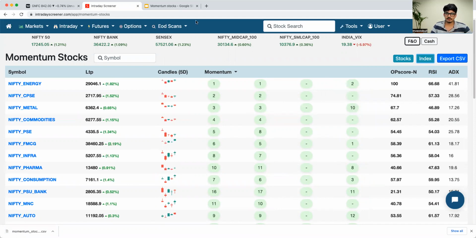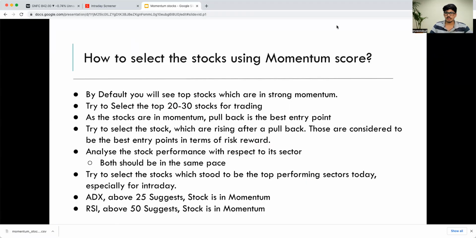So I hope you guys have been able to understand how to make use of momentum scans. Whatever points I have discussed right now in the video, I have mentioned here. So you can pause the video for a while, take a snap of it, and go through the main important points in the upcoming few days while you want to take trades using the momentum strategy.